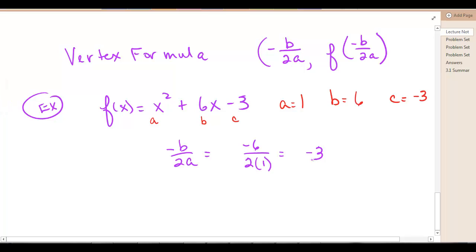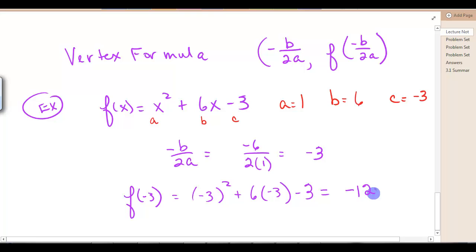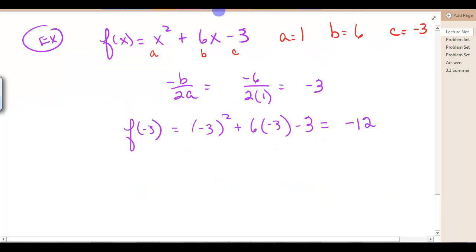Okay, and so then that's the x part of our vertex. If we're going to find the y part, we're going to plug in. It's f of that. So we find f of negative 3. That means we plug it in: negative 3 squared plus 6 times negative 3 minus 3. And if we do that calculation, we come up with negative 12. So our vertex is negative 3, negative 12.